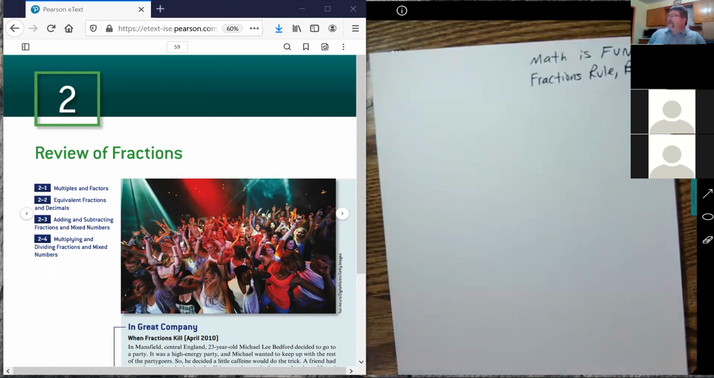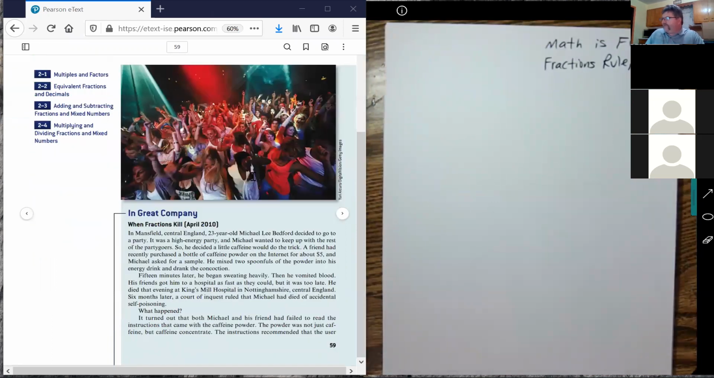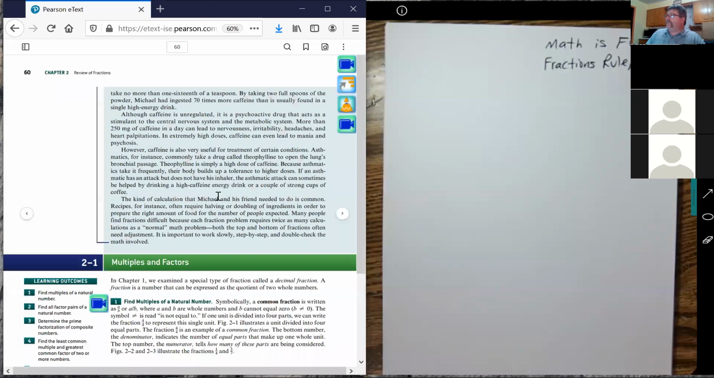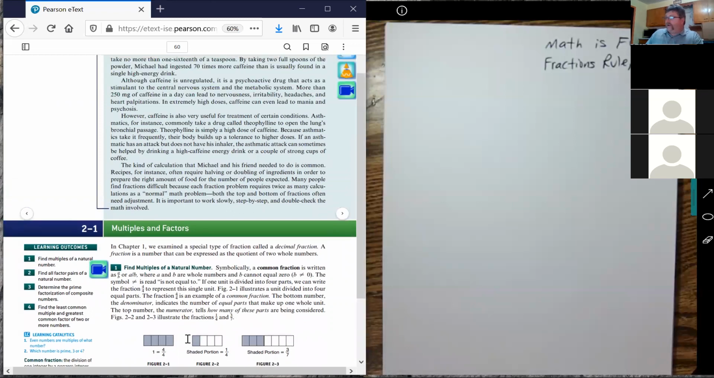So let's talk about it. What are we gonna do? First of all, the beginning of each chapter has kind of the little cute or otherwise tragic story, depending on the circumstance. This one is a tragic one, when fractions kill. I'm not going to read it, but it was some guy, I think, over in England. He bought some caffeine powder and was going to load up on caffeine to go out and party all night. Well, I think the instructions said he's only supposed to take 1/16 of a teaspoon, and he took 2 teaspoons, 2 full teaspoons. So like 32 times as much as he was supposed to. And I think the guy died as a result. So pretty dangerous when you misjudge a dosage on something.